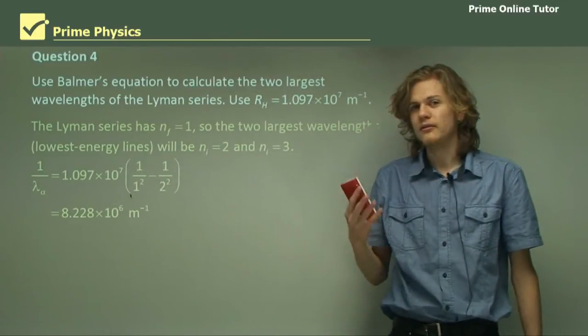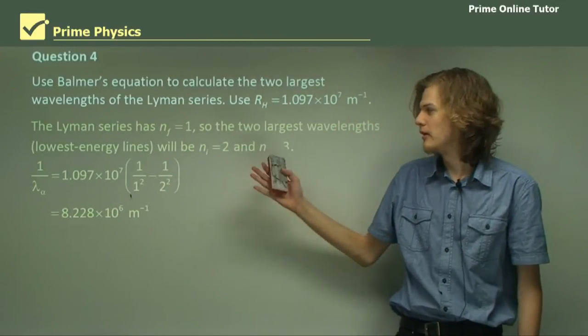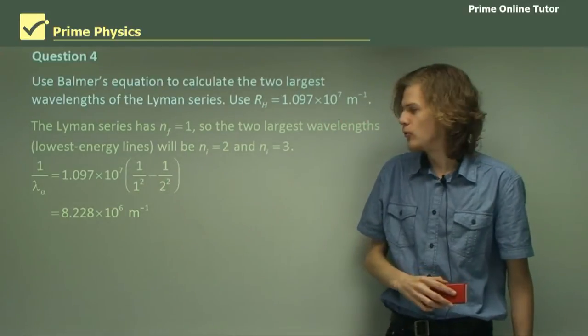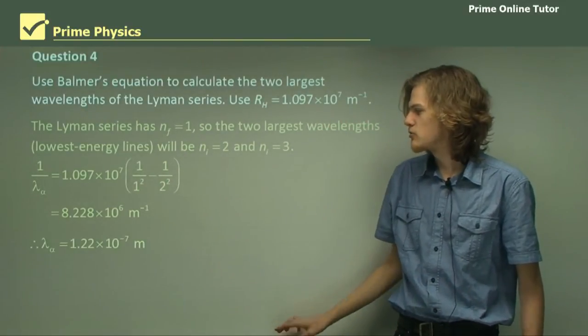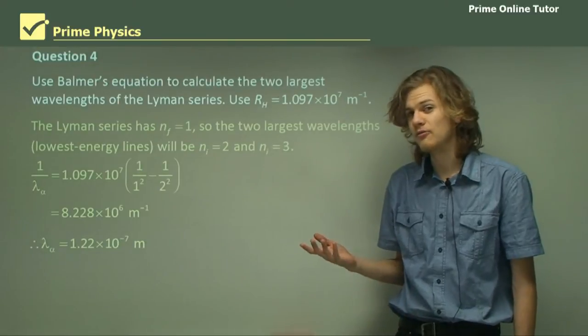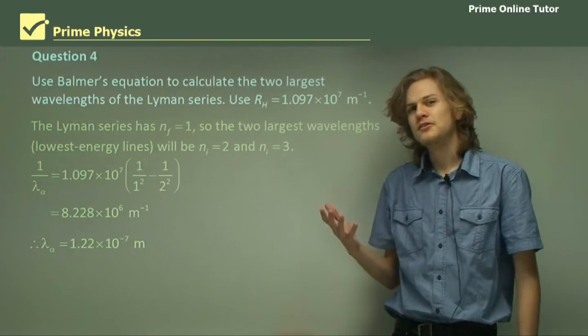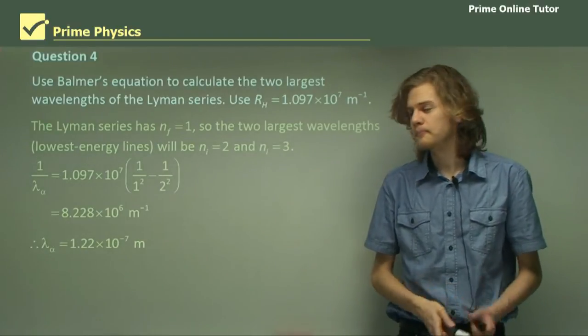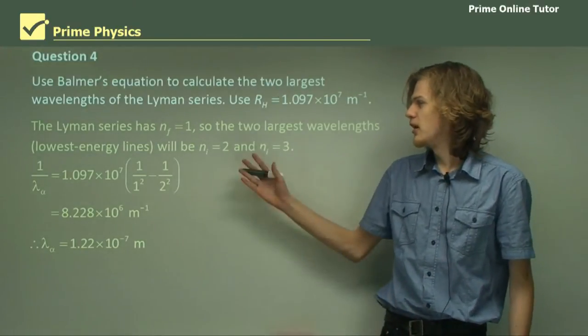To find the wavelength of that Lyman alpha line, we just need to turn it upside down, find the reciprocal, which gives us 1.22 times 10 to the minus 7 meters. In nanometers, this is about 100 nanometers, which is out of the visible spectrum and into the ultraviolet. Alright, so that's Lyman alpha.